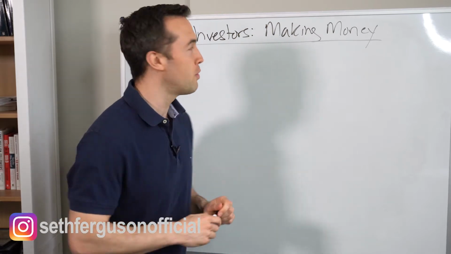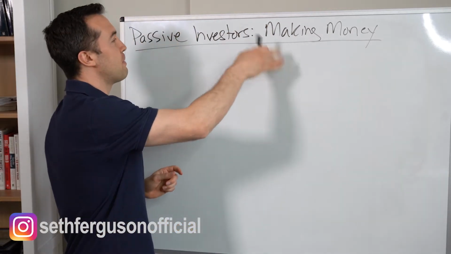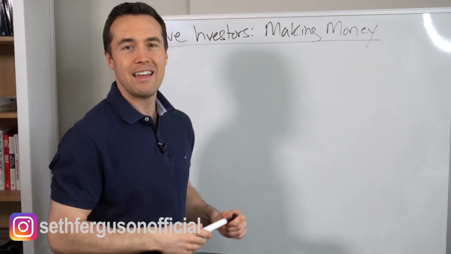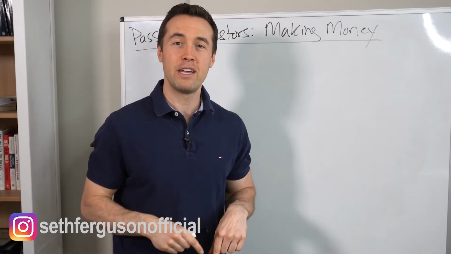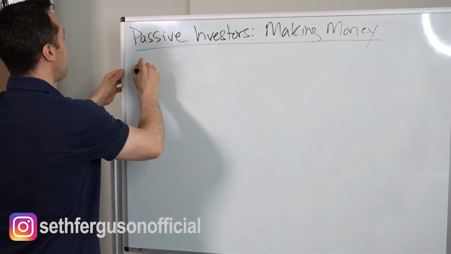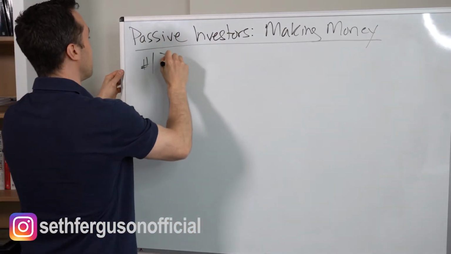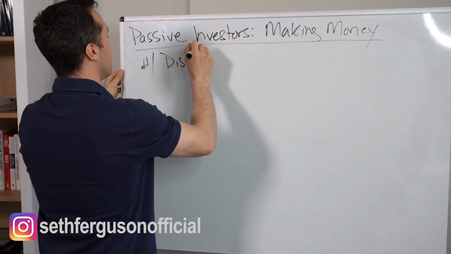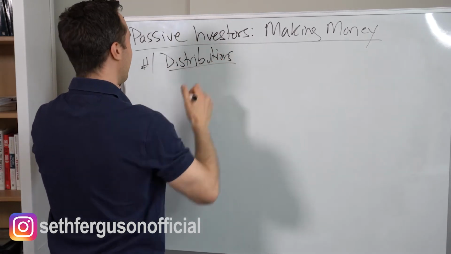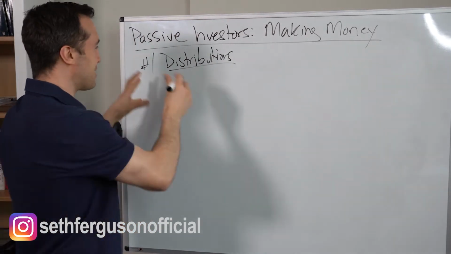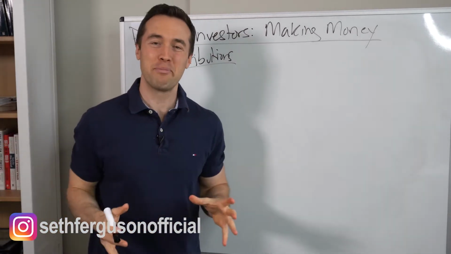So let's get right into it and talk about how passive investors make money when investing in syndications. There are three ways I want to talk about in this video, and method number one is distributions. Now, what are distributions?